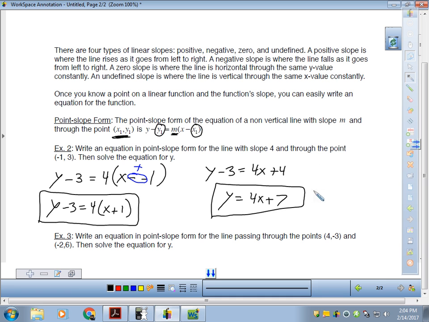This right here is another form of the line, which is called the slope-intercept form. And we'll talk a little bit more about that in just a few minutes. And I just wrote the word slope twice because I'm being silly. Slope-intercept form. So this right here is point slope, and this is slope-intercept. Okay.